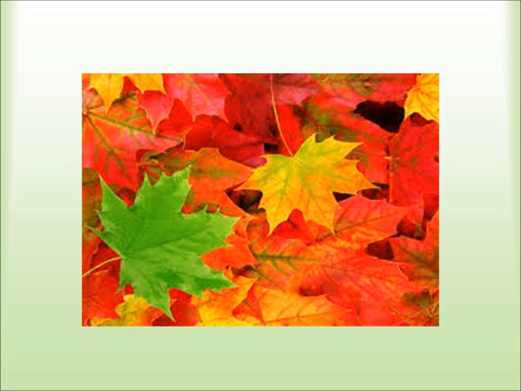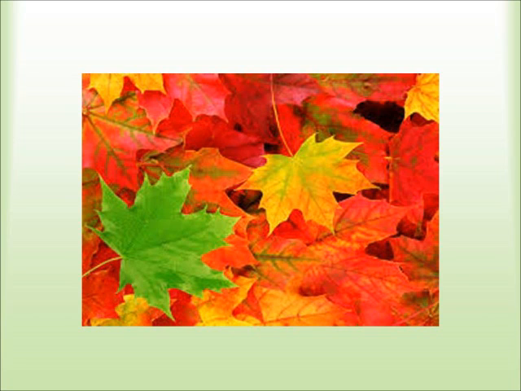It's interesting because the reason that we see leaves as being green is because there's a pigment, which is chlorophyll, inside the leaves. And when there's a lot of chlorophyll during the growing season, then the green color will dominate and mask the real colors that are present in the leaf.